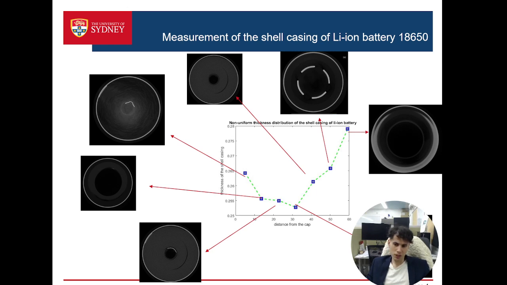So you will see here we got the results for the 18650 and the shell thickness at some sections can be seen here, and the corresponding image from the CT scan from that section is also embedded here.